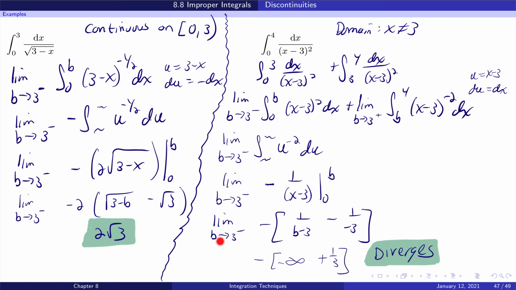Set this up, take the antiderivative, you get negative 1 over x minus 3, substitute in your b and your 0. As b approaches 3 from the left, you're going to get a very, very small number here. 1 over very small is very large. This quantity evaluates and becomes infinite, so this is very large. We don't need to do the second one, because infinity plus or minus infinity diverges. So if you did wind up with infinity minus infinity, any kind of infinity statement diverges.